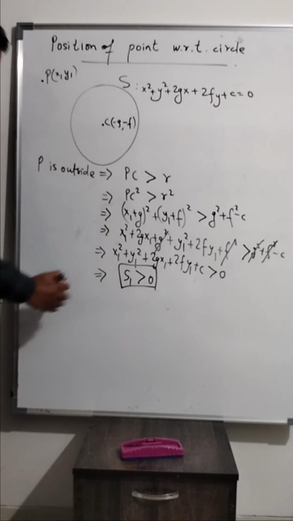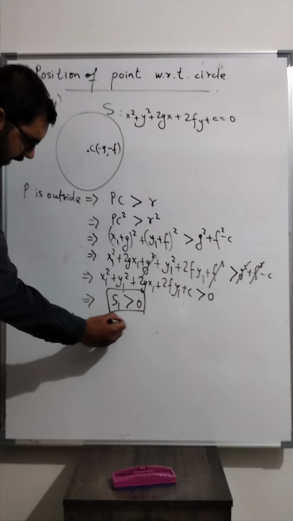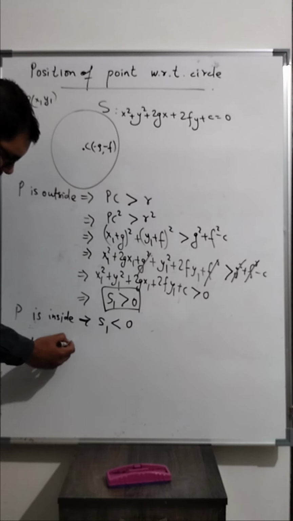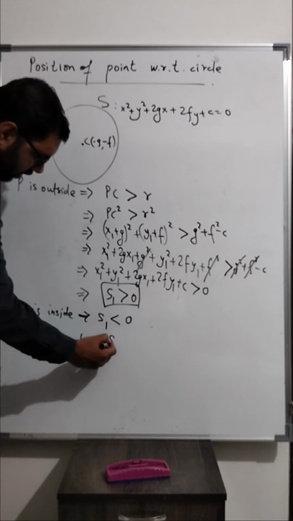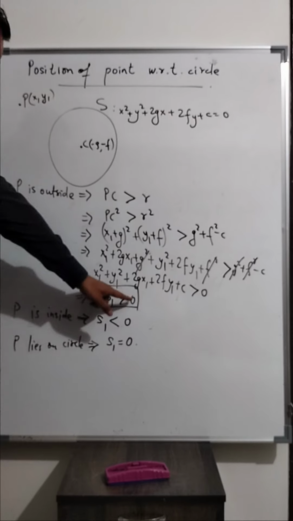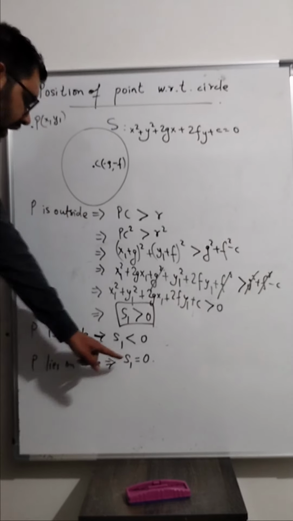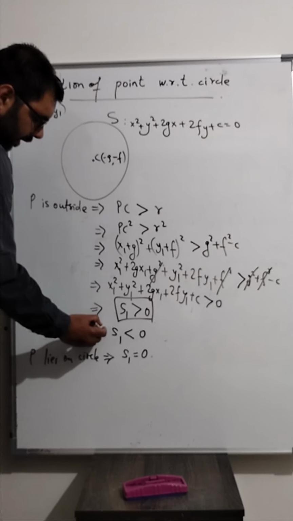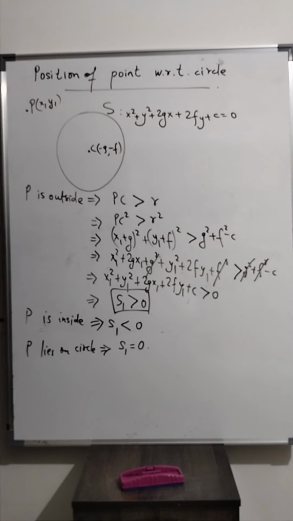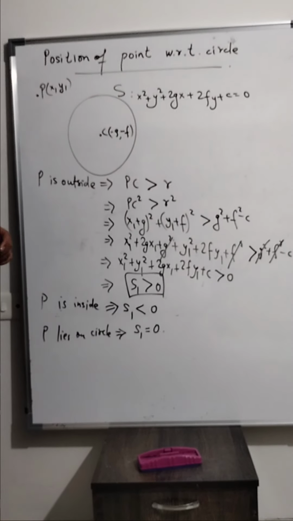When P is outside, S1 is greater than 0. When P is inside, S1 is less than 0. And when P lies on the circle, in that case S1 is equal to 0. Okay, when P is outside, S1 is greater than 0. When P is inside, S1 is less than 0. And when P lies on the circle, S1 is equal to 0. So these are the three possibilities or three situations in which we can distinguish the concept of position of point with respect to a circle.